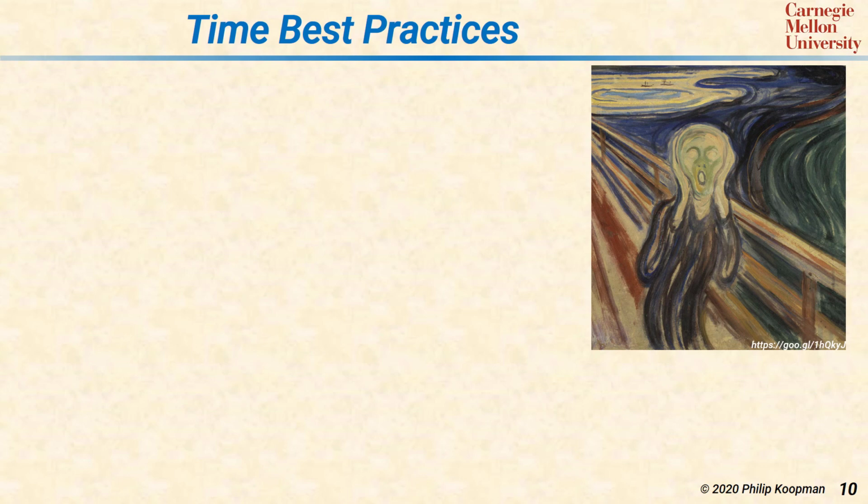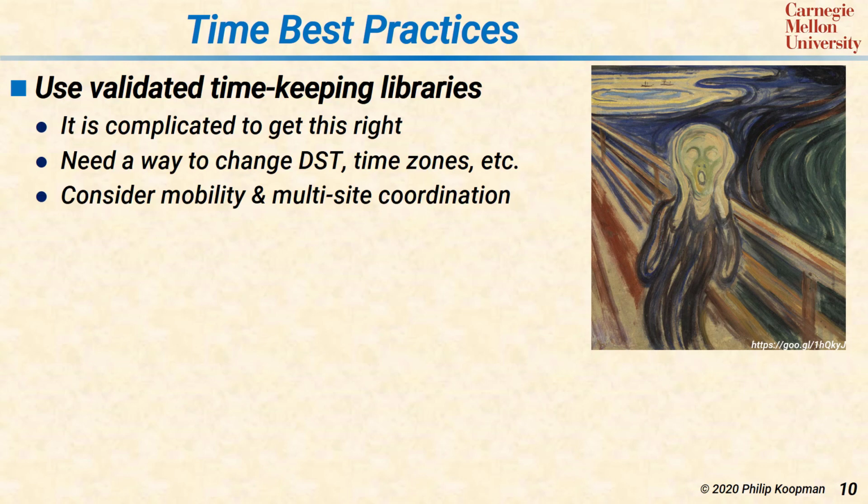The most practical advice is as soon as you need to worry about accuracy at all, what external time is, you should use validated timekeeping libraries that you got from a trusted third party. It's complicated to do this right, and if you write your own code, you're going to make mistakes. Even if you're Microsoft, look at the Zune code.